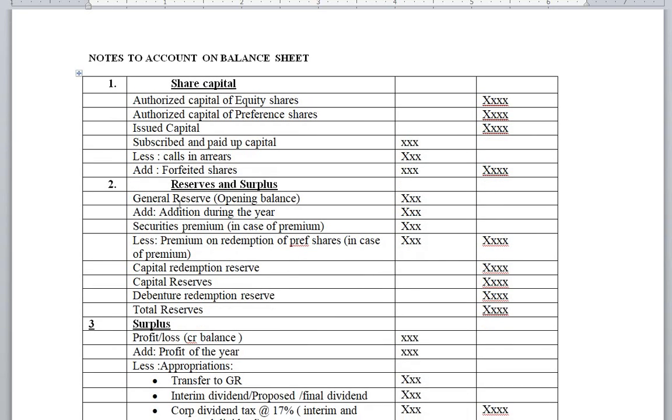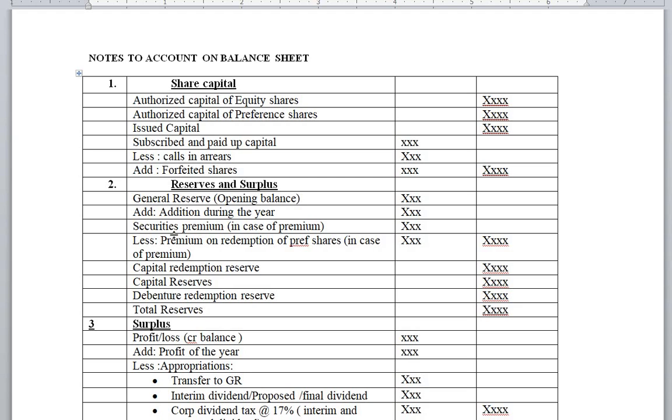So first thing is general reserve. If in your question there is any opening balance given for the general reserve, you are supposed to write the opening balance of that general reserve here in the inner column. And if there are any adjustments given in the question regarding general reserve, those adjustments should be added back to the opening balance of general reserve.